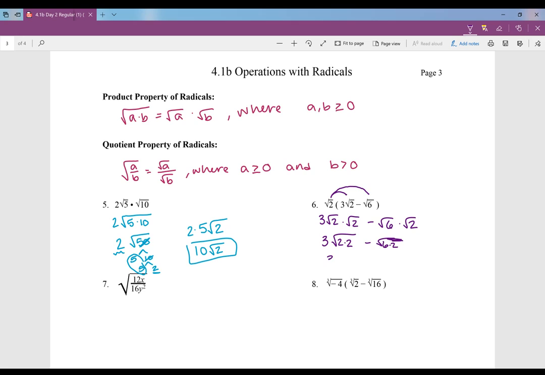So 2 times 2 is 4, so we have 3 root 4, minus 6 times 2 is 12, so minus root 12. Well, the square root of 4 is just 2, right? 2 times 2 is 4. Now the square root of 12, let's break it down. We have 4 times 3, and our 4 will be 2 times 2. So we have one group of 2's to pull outside, and then one 3 to stay underneath. So our final answer, 3 times 2 is 6, minus 2 root 3. And that's our answer for number 6.